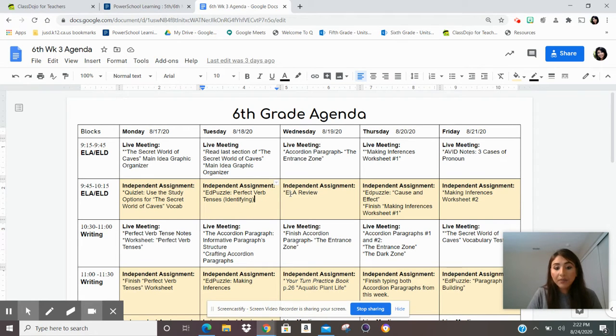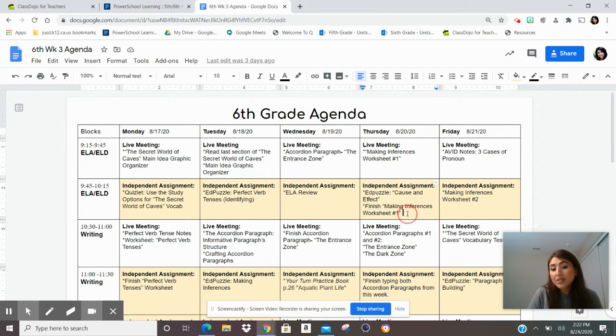And then the ELA review, that was a document that she had to turn in. That was on Wednesday. Thursday, she had an Edpuzzle to do. That's not a turn-in document. That's a video she watches on Edpuzzle with questions. And then finish making inferences worksheet. Okay, the worksheet, that's something she turns in. So far she knows ELA review and the worksheet is what she turns in for ELA this week, right?